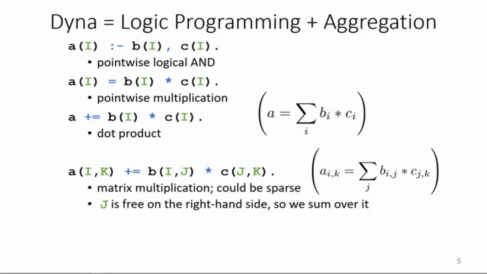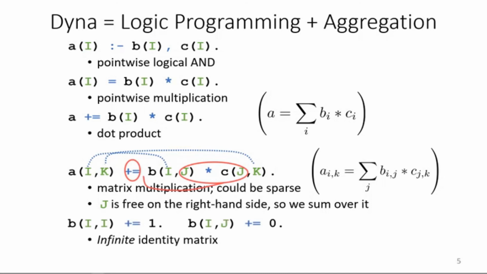For example, this single line defines a matrix multiplication. The variables I and k, which appear in the head on the left-hand side, are the same as in the body, while the variable j, which only appears on the right-hand side, is aggregated over using the sum aggregator. Again, we do not know if this is an infinite sum given this single line of code. For example, if we were to define B(i,j), as I have written here at the bottom, then B is defined to be an infinite identity matrix, where any time its two arguments are equal to each other, it takes on the value 1, otherwise it takes on the value 0.